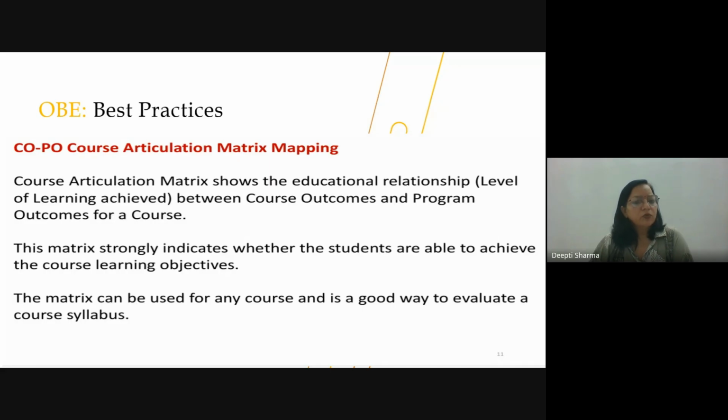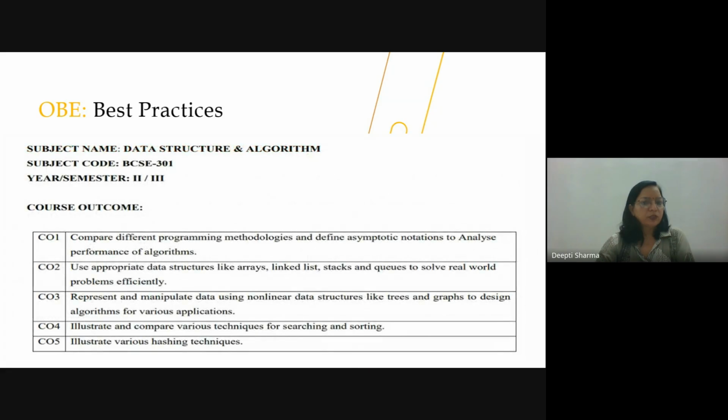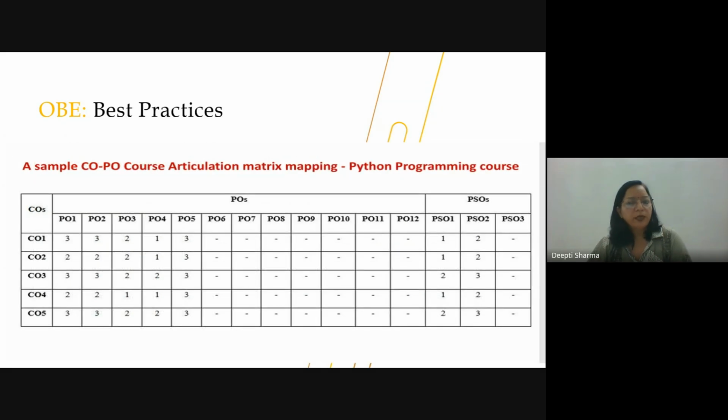This matrix strongly indicates whether the students are able to achieve the course learning objectives, and the matrix can be used for any course in a good way to evaluate a particular course. So this is also an example of data structure and algorithm course outcomes. And this is the articulation matrix that creates a map between POs, PSOs, and COs. POs are the program outcomes, sorry, and then program specific outcomes and course outcomes.